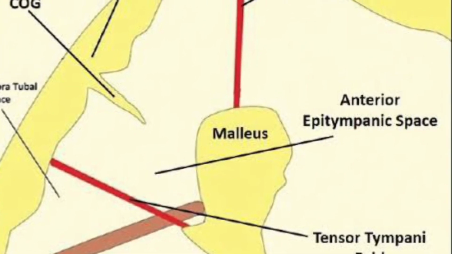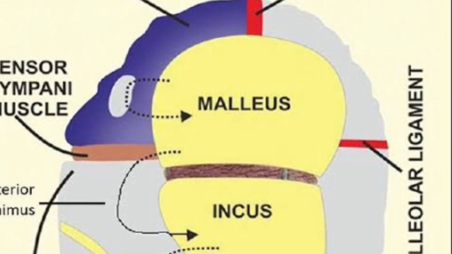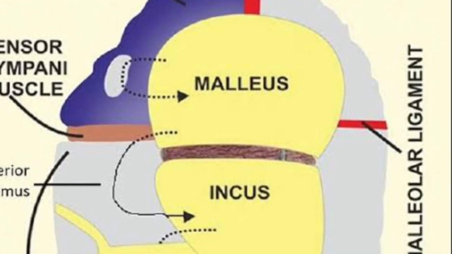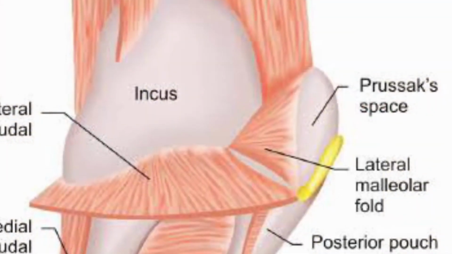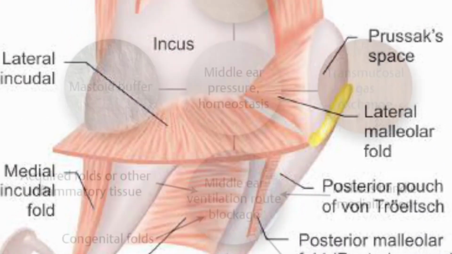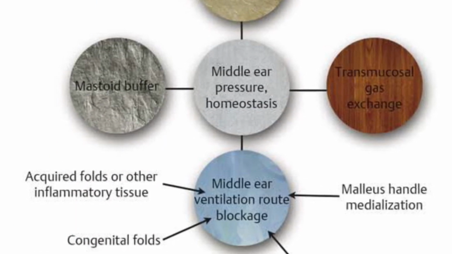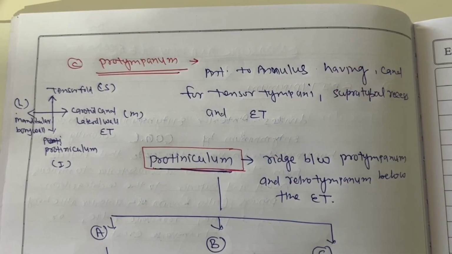And you can see the epitympanic space for the ventilation of the middle ear. There are two isthmuses, anterior isthmus and posterior isthmus, which ventilate the epitympanic area, and which ventilate the mastoid cells through the epitympanic area. You can see this is middle ear pressure homeostasis or gas exchange.